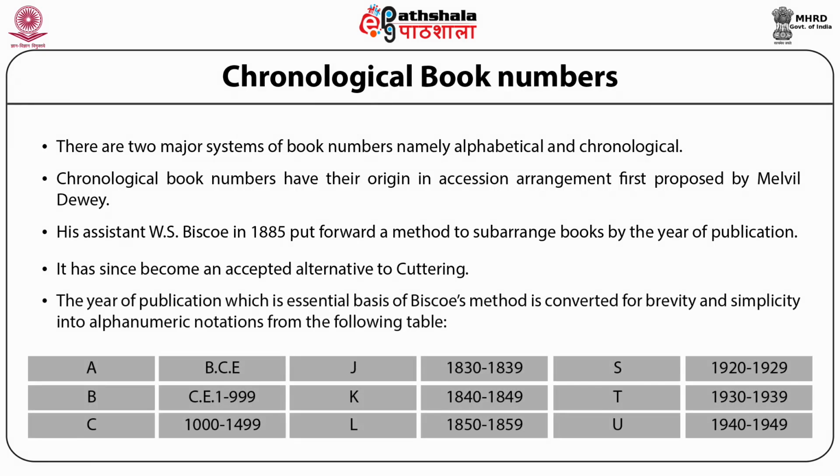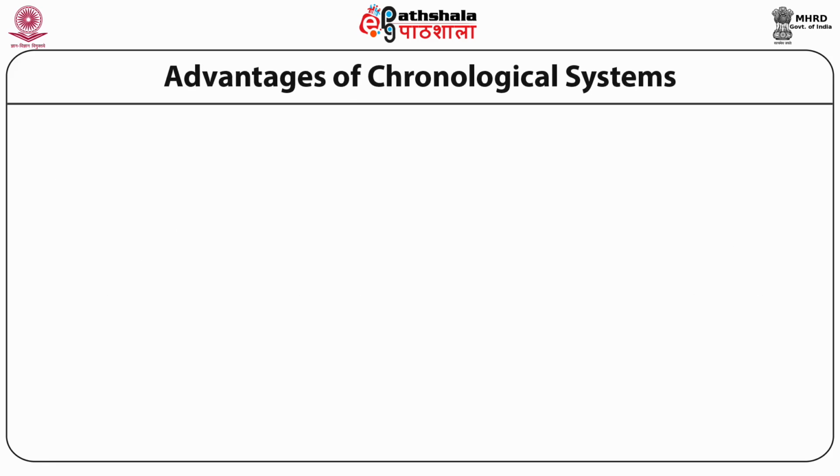The year of publication, which is the essential basis of Biscoe's method, is converted for brevity and simplicity into alphanumeric notations from the following tables. So there is a table from A to Z, and then each alphabet has been allotted some years. So from that we can construct a chronological number for the year of publication of that book.